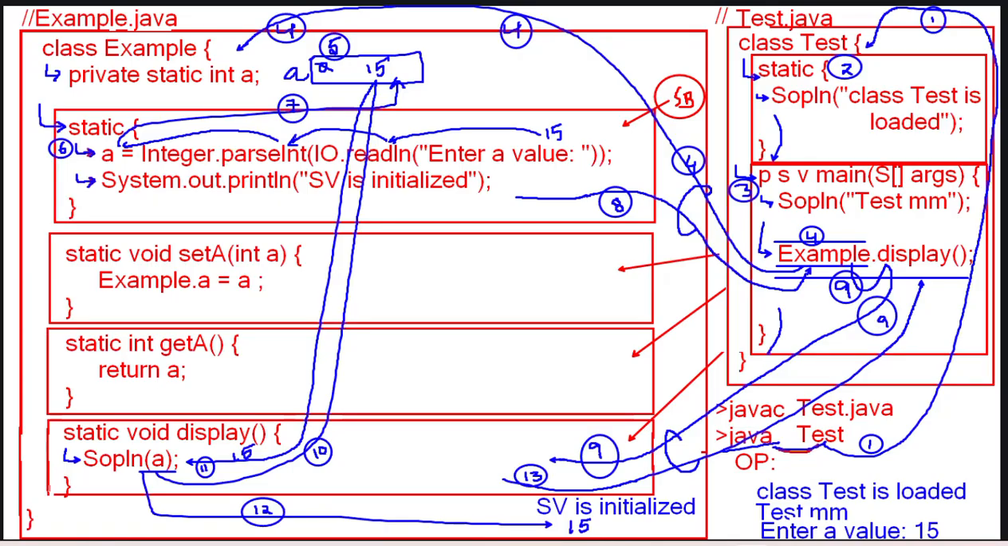Main method execution completed, class execution completed, control comes out. So this is the flow. I have explained two points in the single program: static block and main method execution. First static block, then main method. Second, static variable, static block and static method execution flow. First, static variable memory, then static block, then the called static method is executed. Here, setter and getter methods are not executed because we didn't call them. Everyone understood?